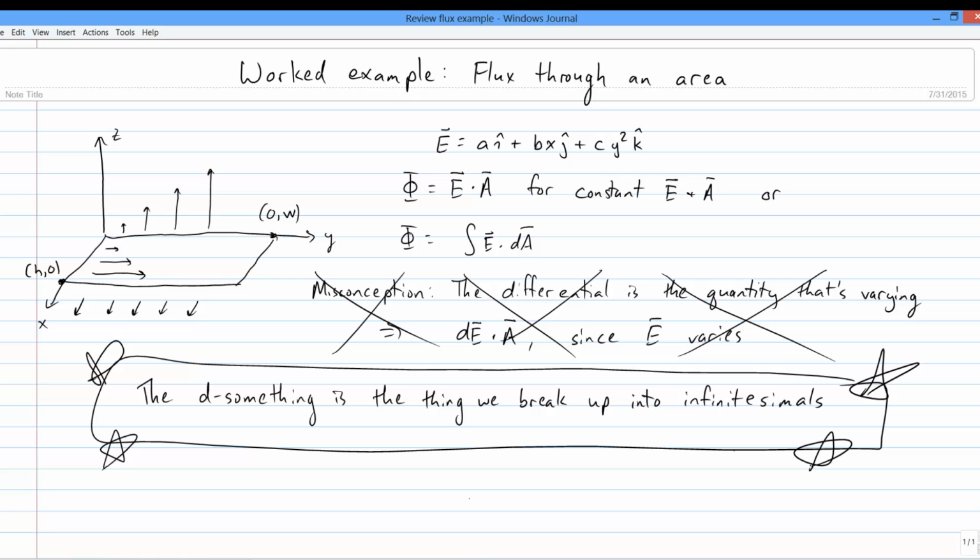The thing that we have to break up into little infinitesimal bits for the sake of the integral is what we write as a differential. The E field doesn't get broken up. It has one well-defined value at every point in space, even if that value is varying. It's the area that's going to get broken into little chunks.